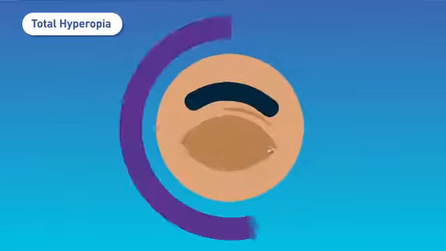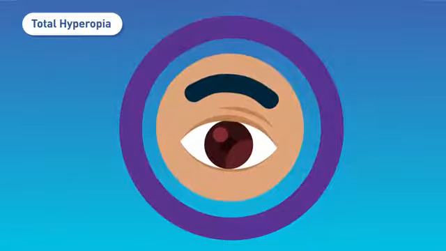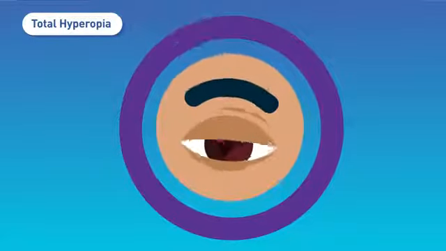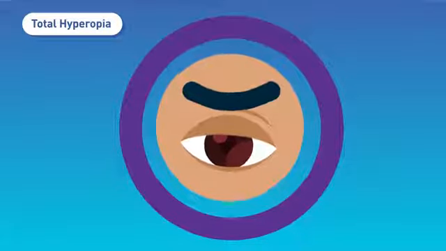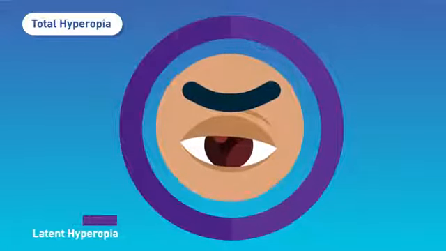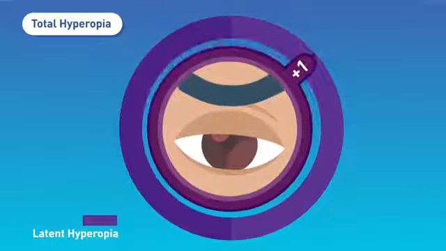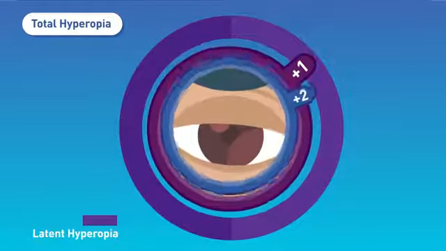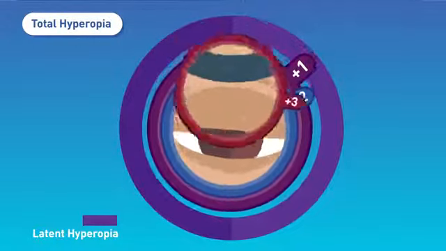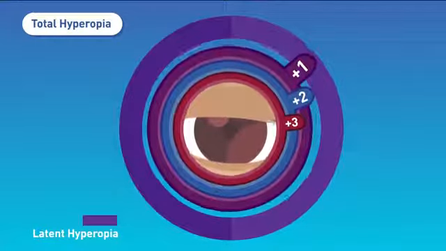Types. One, total hyperopia. It is the total refractive error, calculated after complete cycloplegia, intraocular muscle paralysis, induced by certain drops. Two, latent hyperopia. Amount of hyperopia corrected by the focusing power produced due to normal tone of intraocular ciliary muscles. It is usually 1 diopter.